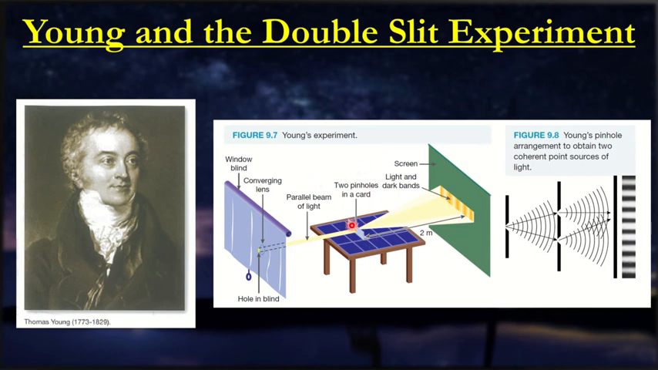That will then go towards a piece of card that has two little holes in it, so that acts as his double slit. What he then finds is that the light will join back together, but in an array of interference patterns. So we've been talking about the bright bands and the dark bands. This is what he saw from his experiment.